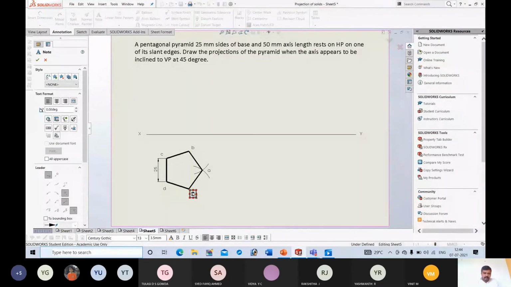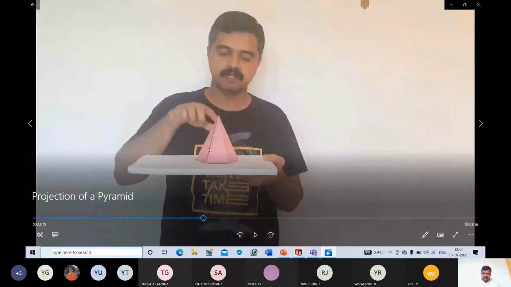Next, since it is a pyramid, from the top view you are able to see the slant edges. Because of inclination, the length of the slant edge gets reduced, but that is a different issue. In top view we are able to see the slant edges, so we should represent them. Slant edge means you should connect the apex to all corners. In top view, this apex will coincide with the center of the base.